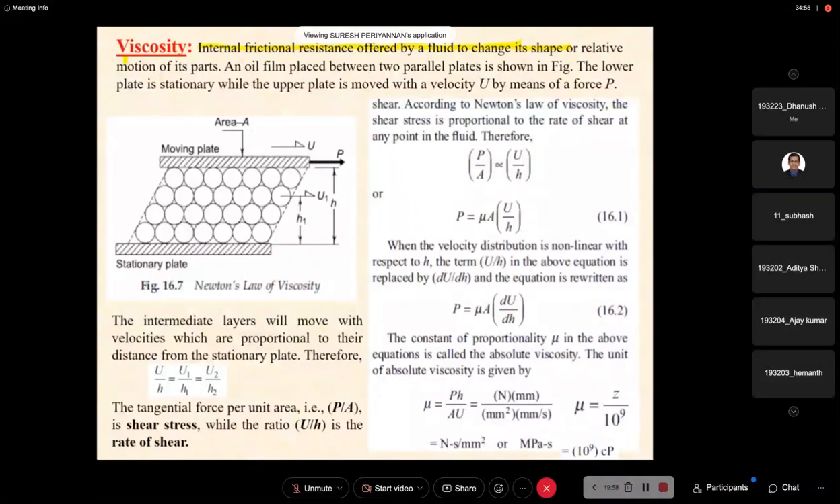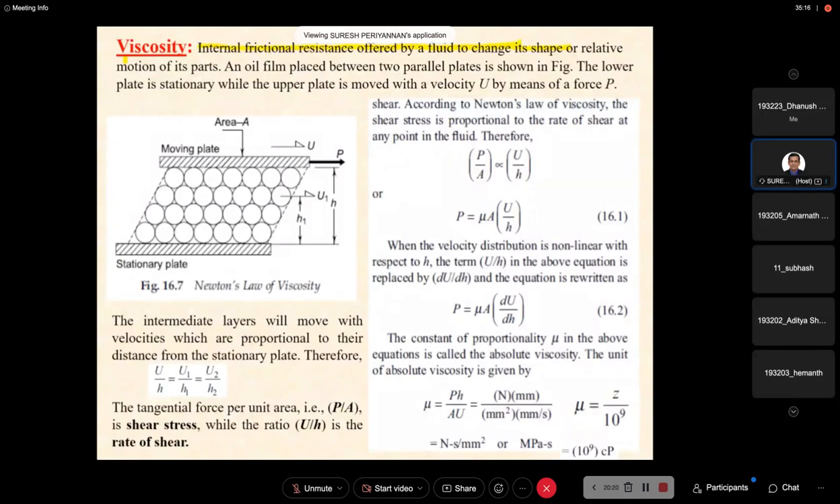When the internal layers of the fluid are displaced, like if they are stacked one over the other, they will be sliding upon each other. Yes, partially correct. I agree with you.